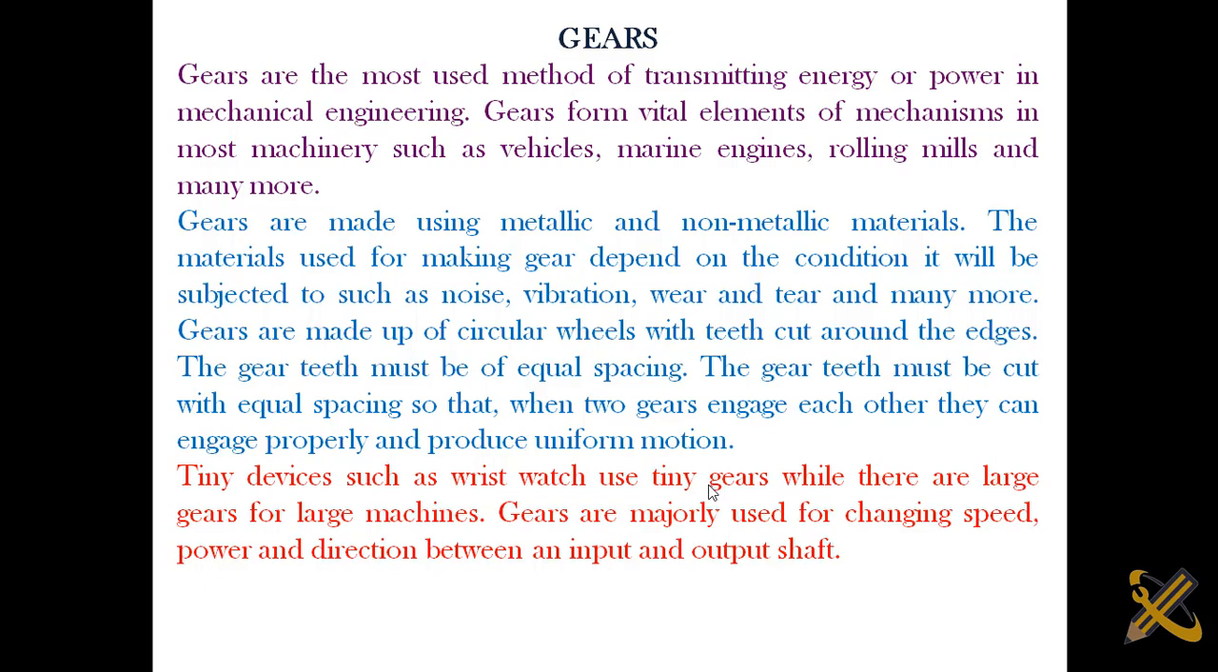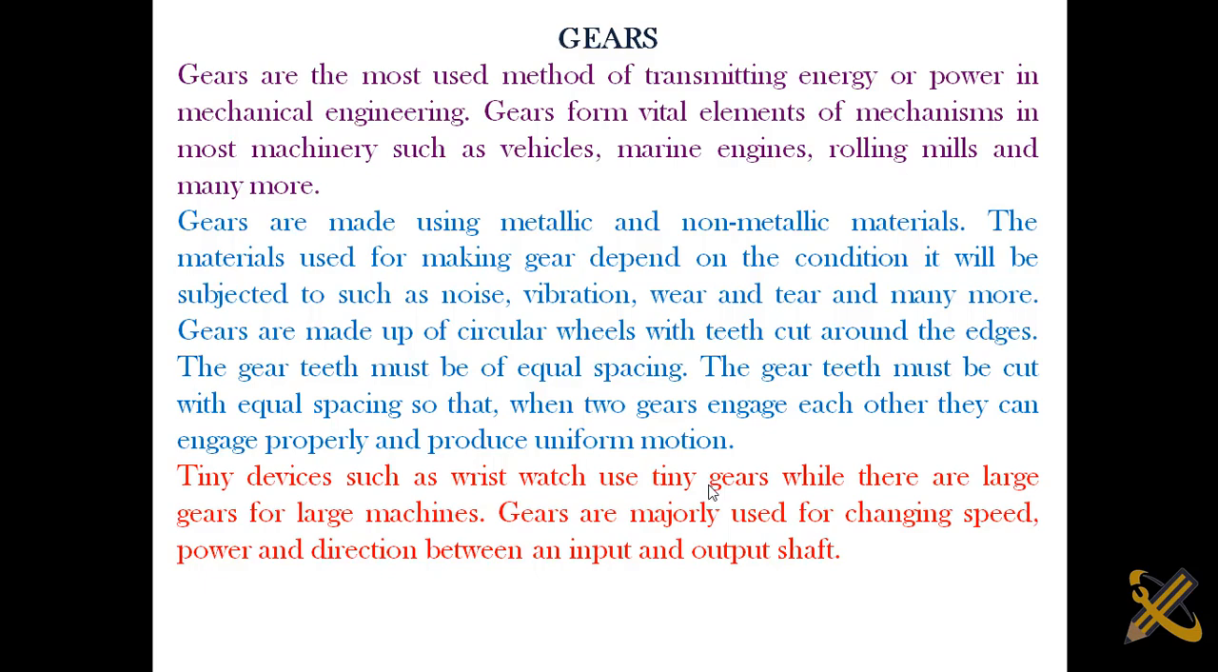All right. Gears are majorly used for changing speed, power and direction between an input and output shaft. All right. So for example, now in your bicycle, if you have at your rear wheel more than one sprocket there, then it's a bicycle whereby you can actually change the speed. Even in automobiles or in motorbikes, motorcycles, you know, you change the speed from gear 1 to gear 2, gear 3, stuff like that. All right. So that is changing of speed.